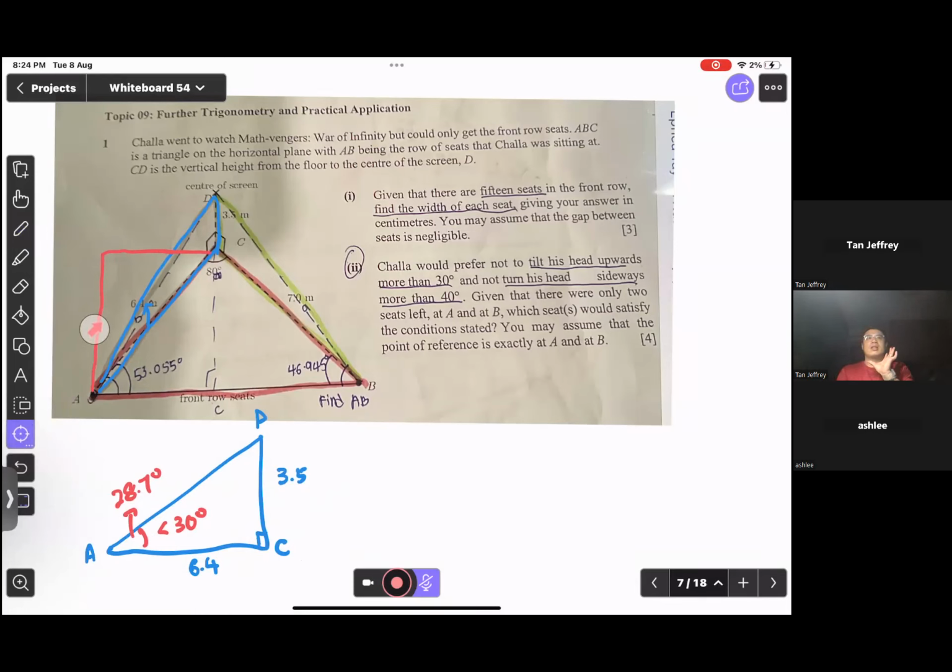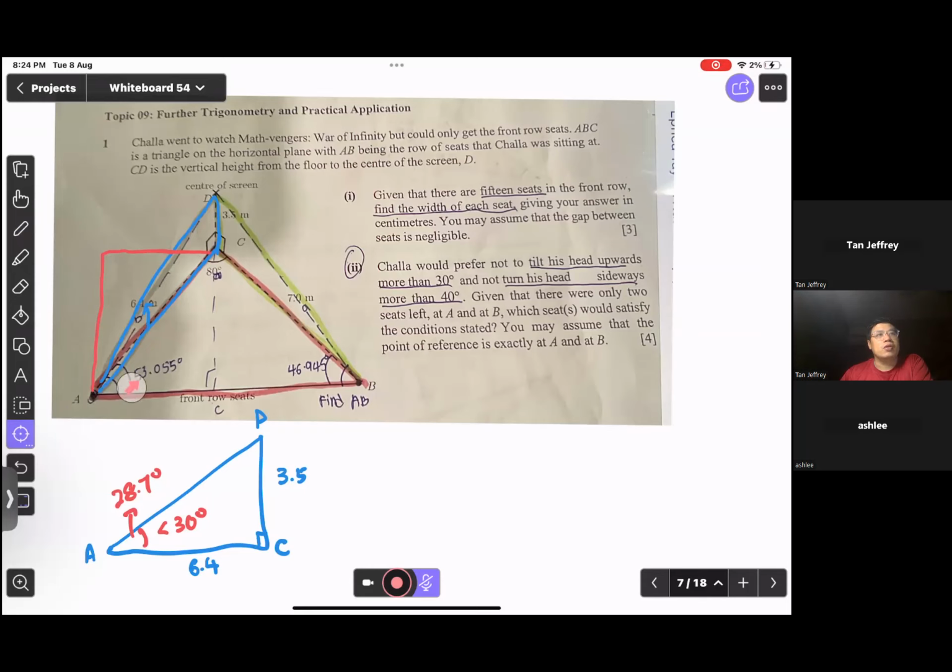So this guy is facing front, then he turned his head to the right. This angle must be more than 40. This angle cannot be more than 40. So of course, what you're interested in is you need to find the dimension. Okay, so you have 6.4 already. So maybe we can consider finding, let's see.